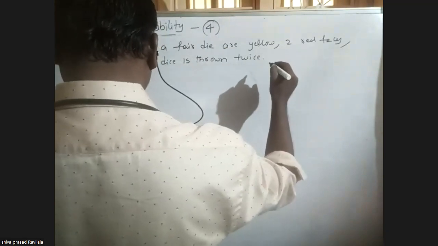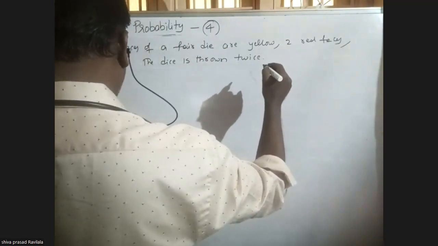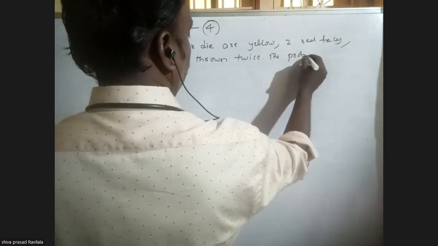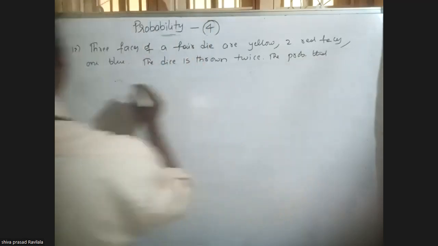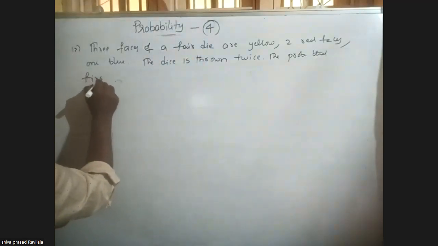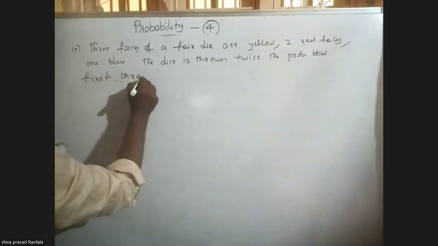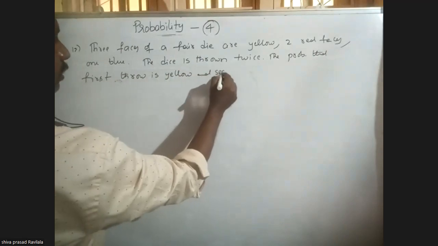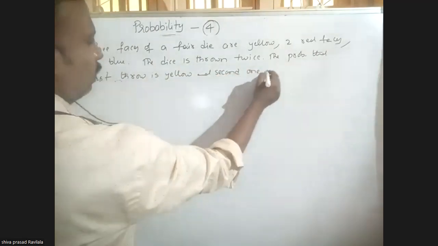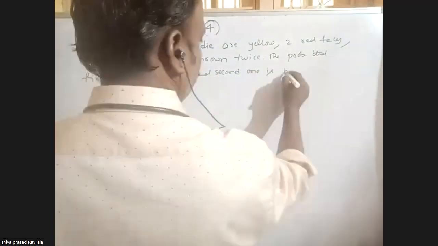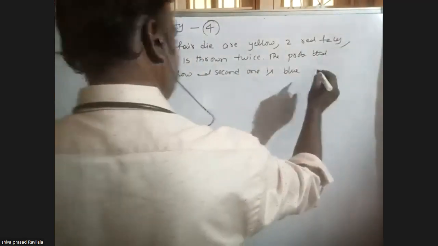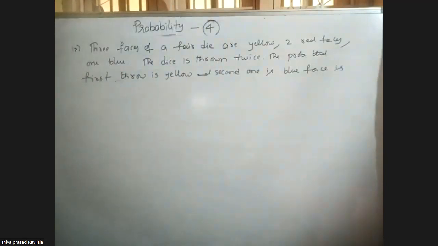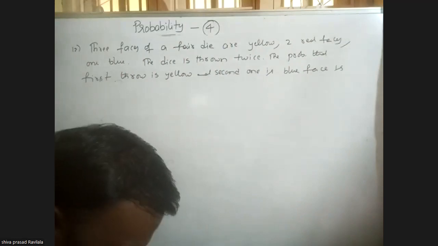The probability that the first throw will be a yellow face and the second one blue. First throw is yellow and second one is blue. Can anybody tell, are these two independent or not? If independent, why? If not, why?